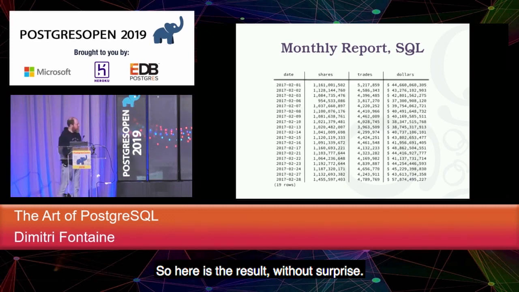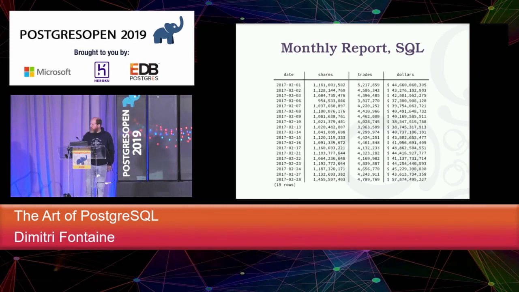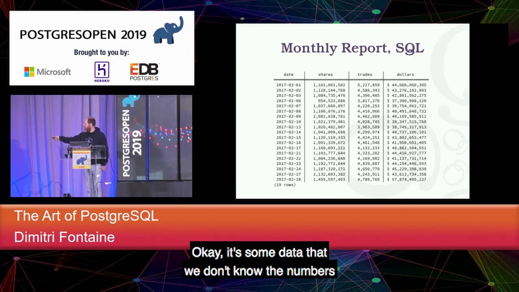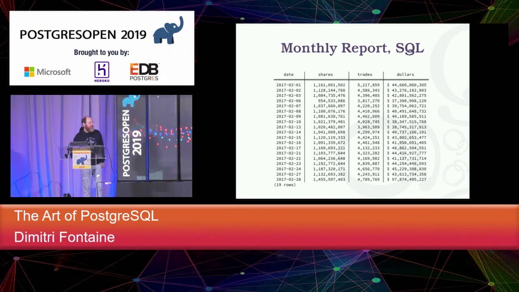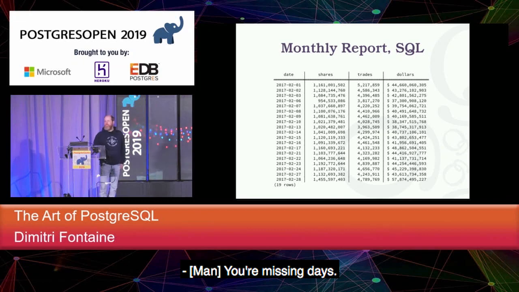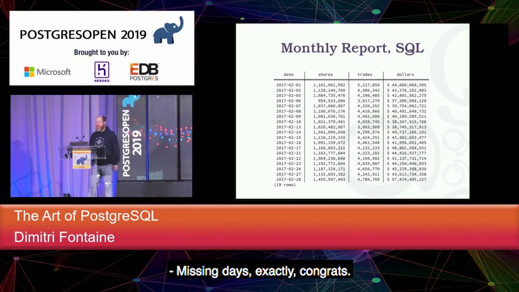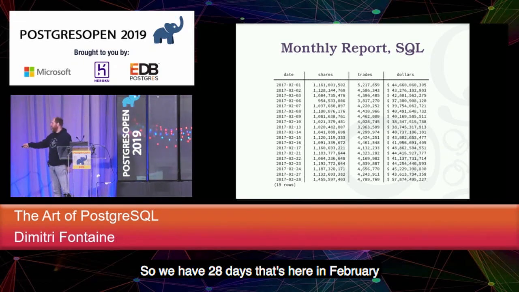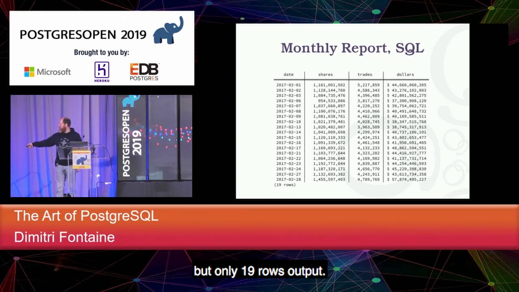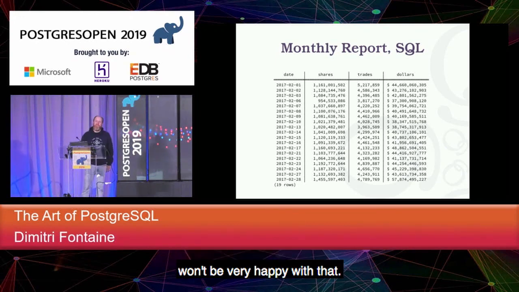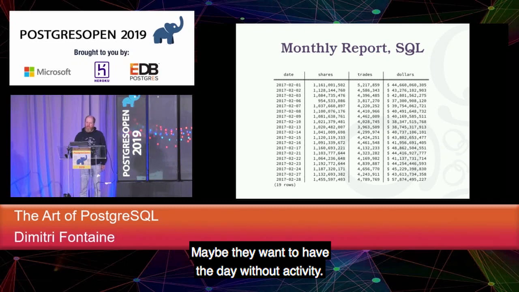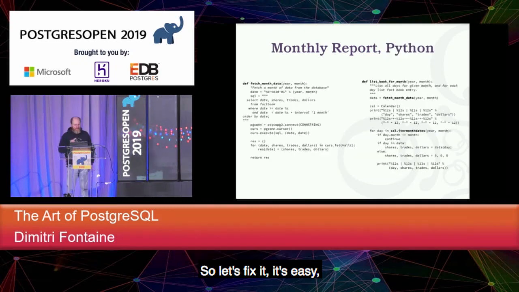So here is the result without surprise. Okay, it's some data that we don't know the numbers, so we don't focus on them, but there is a bug. Can you spot the bug? It's missing days, exactly. Congrats. So we have 28 days that year in February, but only 19 rows output. Maybe marketing department or accounting, I don't know, won't be very happy with that. Maybe they want to have the days without activity. So let's fix it. It's easy.